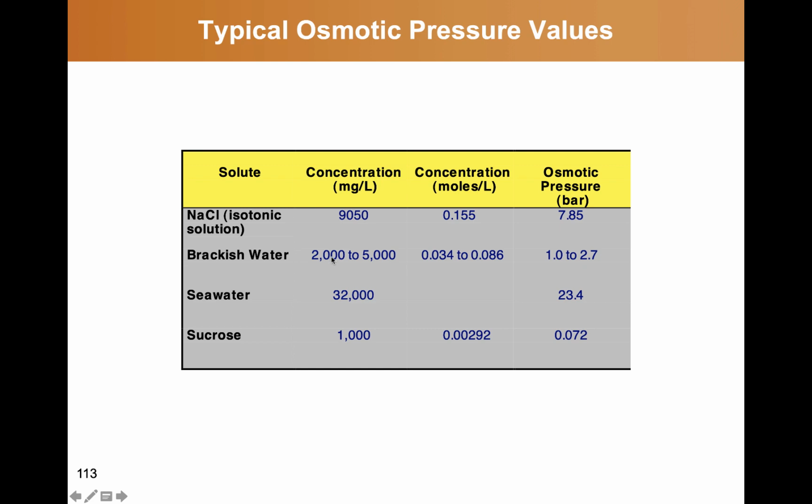Brackish water has osmotic pressure around 1 to 2.7 bar. Seawater is on the order of 23 bar. And so if you're doing seawater desalination by reverse osmosis, what this means from a practical point of view is you have to apply hydrostatic pressure differences across the membrane greater than the osmotic pressure before you see any water flow at all across the membrane. And so these seawater desalination membranes operate typically at pressures that are significantly above the osmotic pressure.